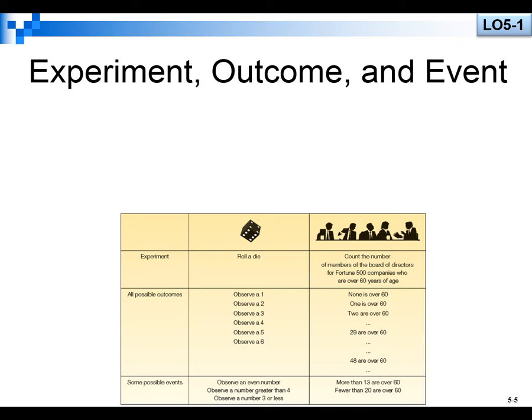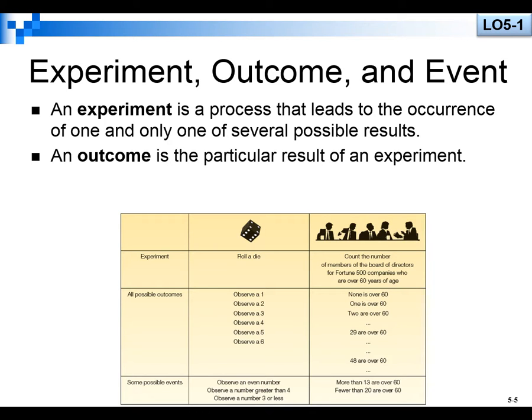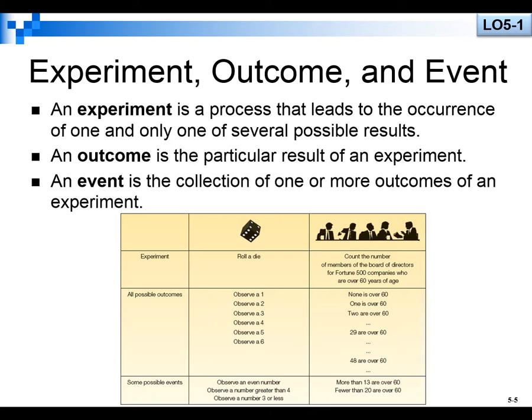Probability can also be defined as an experiment, which is a process that leads to the occurrence of one and only one of several possible results. These results are called outcomes. They are the particular result of our experiment. And an event is the collection of one or more outcomes of the experiment.